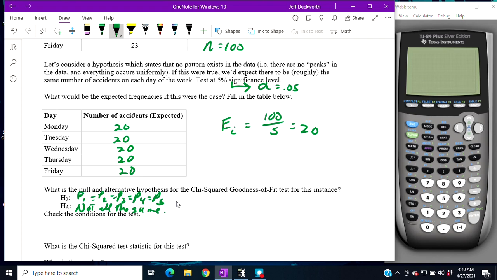What you want to try to avoid is talking about the observed values here. We're talking about the overall population, and in this case, their proportions. There's 5 of them, P1, P2, P3, P4, and P5. Essentially, the true proportion of accidents each day, Monday through Friday.